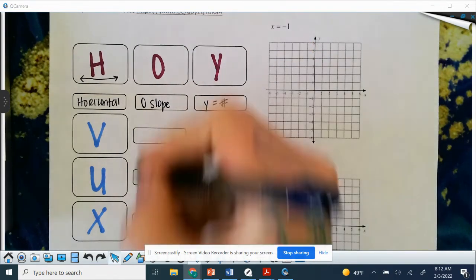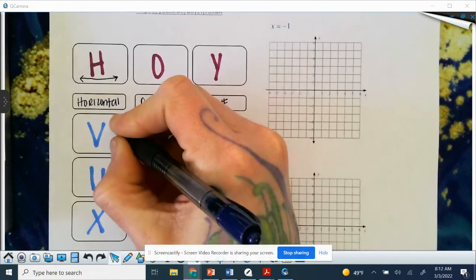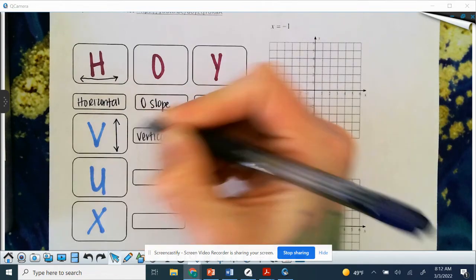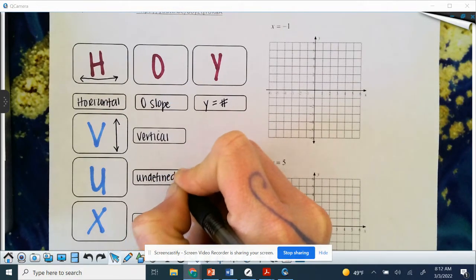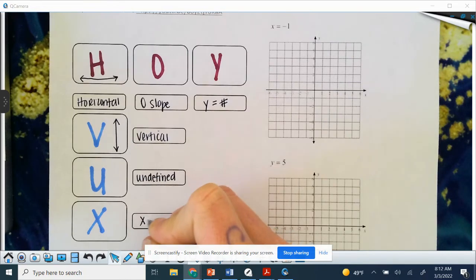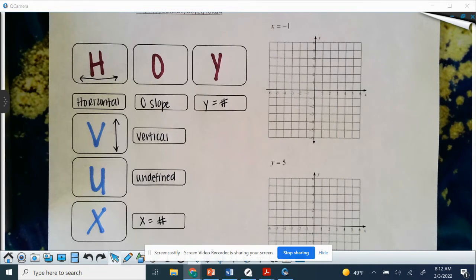VUX is going to be vertical, which is up and down, which is why we wrote VUX up and down. Undefined slope. And then it's going to be an x equals a number equation as well. And it's as simple as that. So if you can remember that horizontal has zero slope, it's a y equals equation. So when I say y equals, not y equals mx plus b, just y equals and a number.